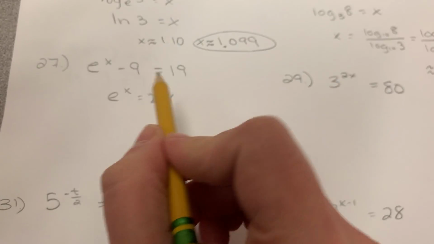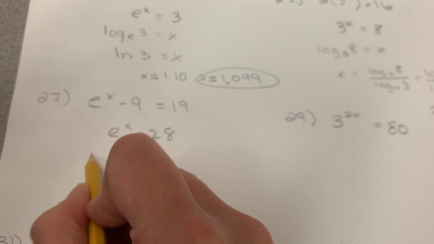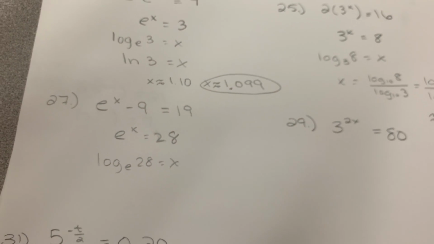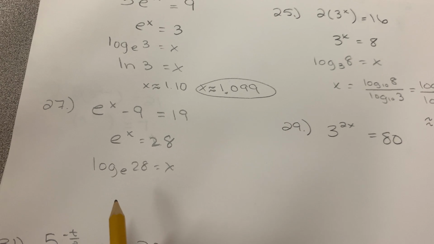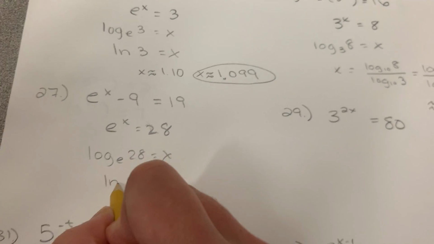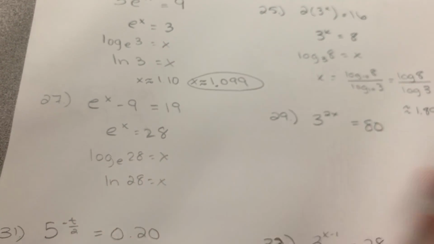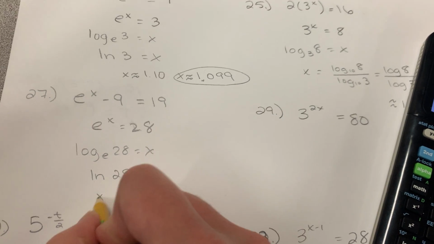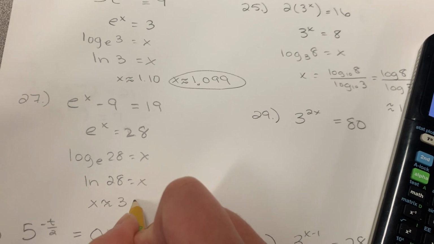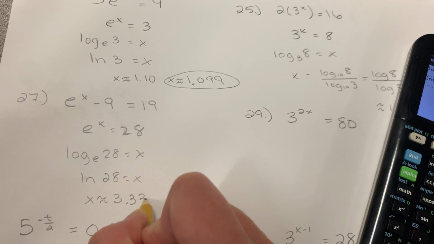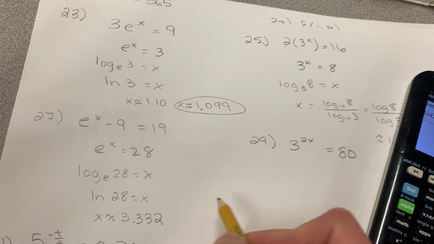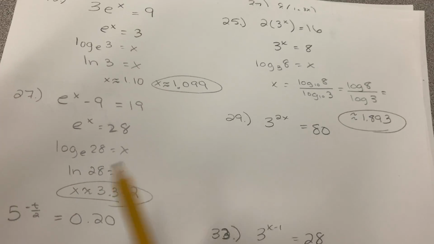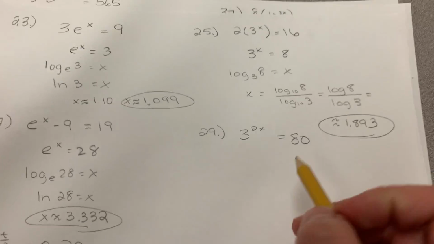Number 27, we're going to add 9 to both sides. Once again, if exponential form does not help you, put it in log form. Log e is the same thing as ln. So we have ln 28, which x is approximately 3.332. Should be circling my answers so I can clearly see it. I appreciate it when you guys do that for me.